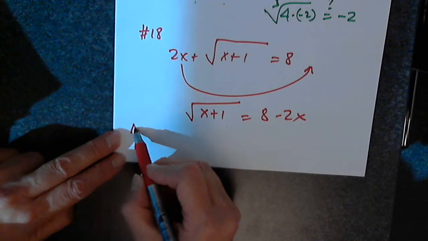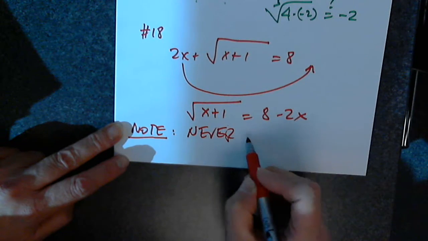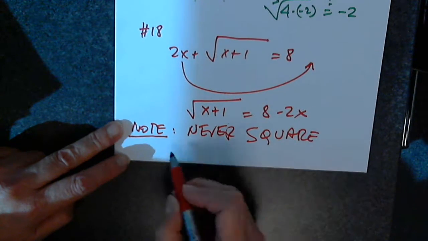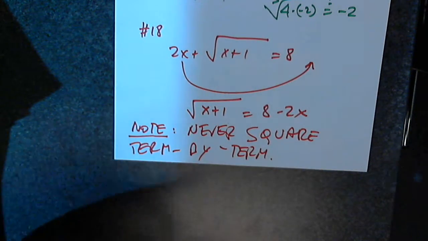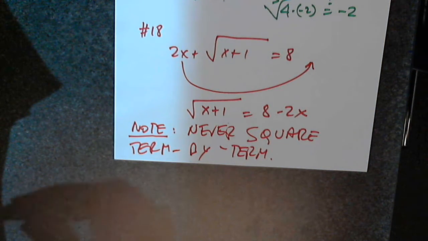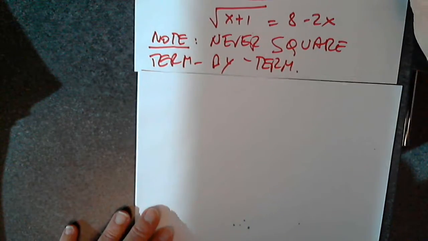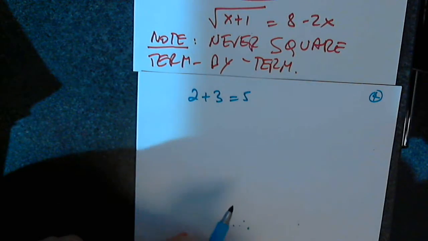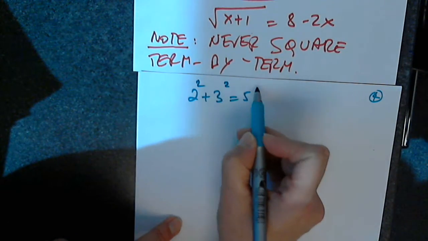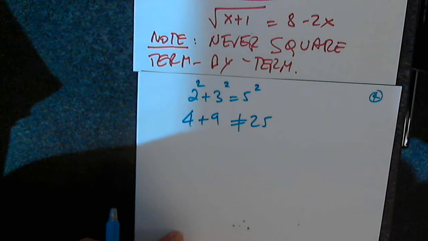Now there is a note here that I would like to put in. Never square term by term. Never square term by term. So here's an example, if you'd like to pay attention for a moment: 2 plus 3 is 5. But if you do this, it will be a terrible mistake, because 4 plus 9 does not equal 25.